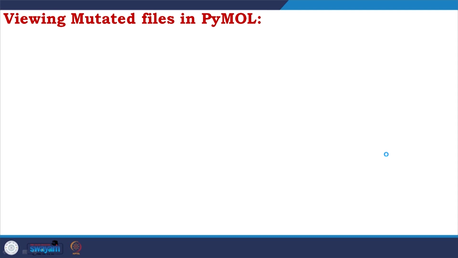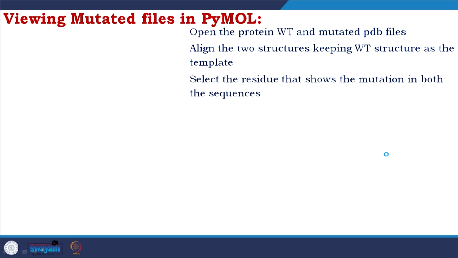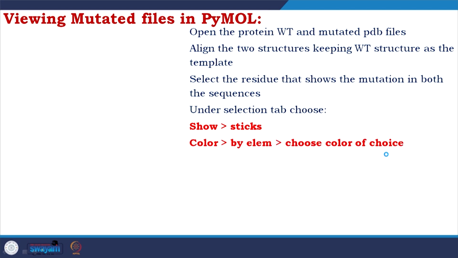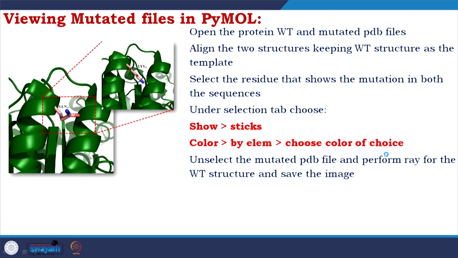Now, you want to view the mutated file in PyMOL. Again, you open the wild type and mutated protein PDB files. You align the two structures, keeping the wild type structure as the template. You select the residue that shows the mutation in both the sequences. Under the show tab, choose sticks. So, you make them in sticks. Color by element, choose a color of choice. Unselect the mutated PDB file and perform ray for the wild type structure and save the image.